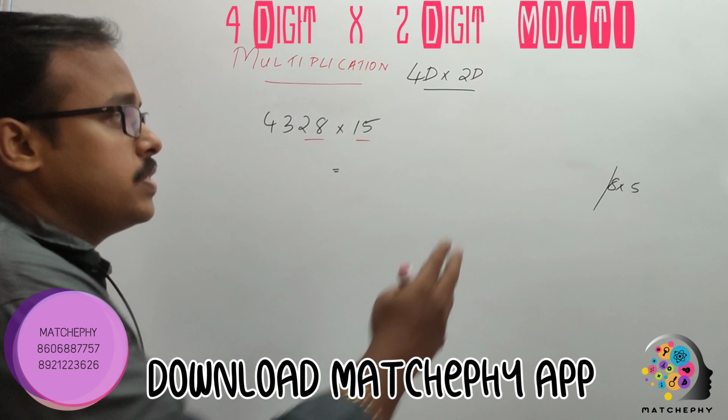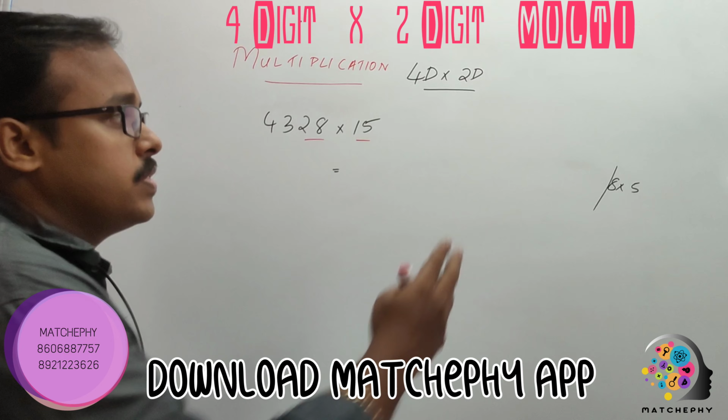Now please see, if this is a 3-digit number, 328 into 15, obviously it will be 3 by 2 multiplication. Then how many pairs will be there for the tens place and hundreds place? There will be 2 pairs, right? 28 into 15 and 32 into 15. But here, one more pair will go. That means we are just continuing the process of 3 by 2 multiplication.